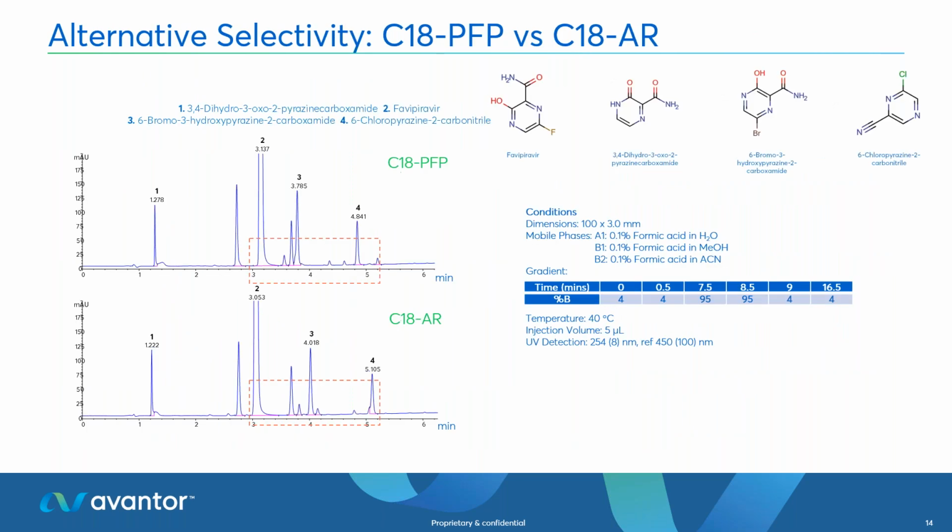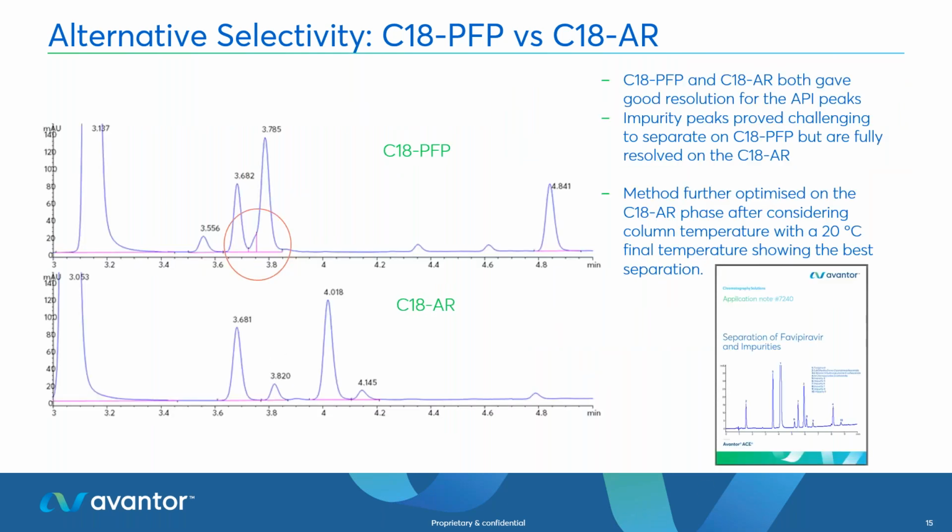And as I mentioned, the PFP and the phenyl don't actually give you the same selectivity. They're different, and therefore they're quite complementary to each other. So you can utilize them in method development to get alternative selectivities.